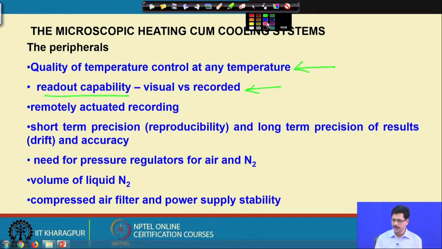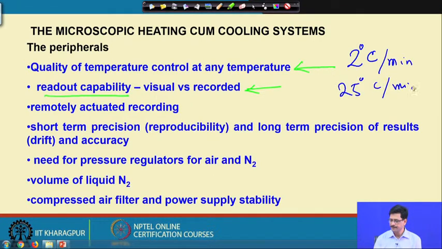They operate in a situation where the temperature rate of change could be as low as about 2 degrees centigrade per minute to even as high as 25 degrees centigrade per minute. And if we are doing a microthermometric experiment on any inclusions and would like to go to a temperature, then this temperature gradient, the heating or the cooling rate, also could be very variable.